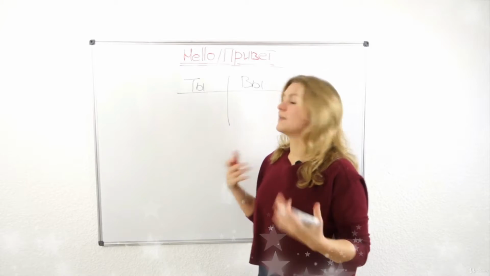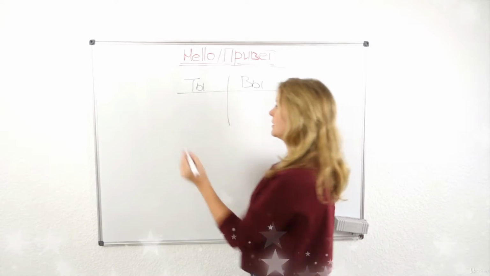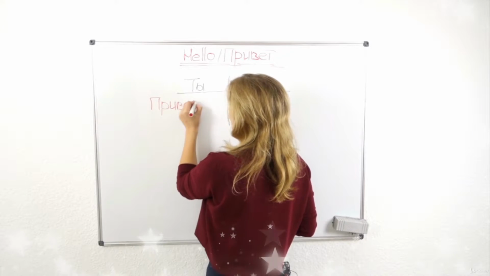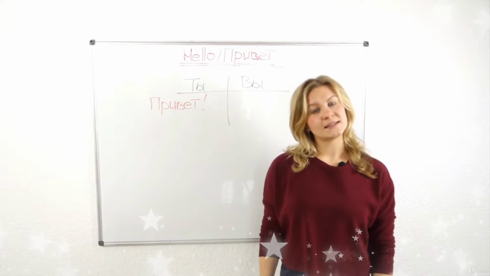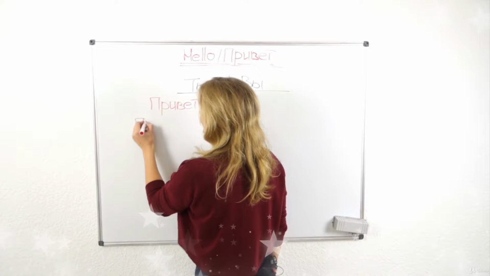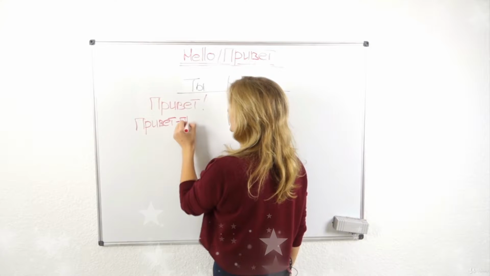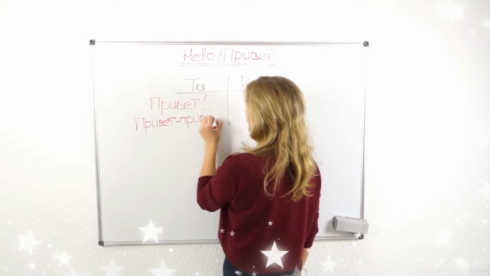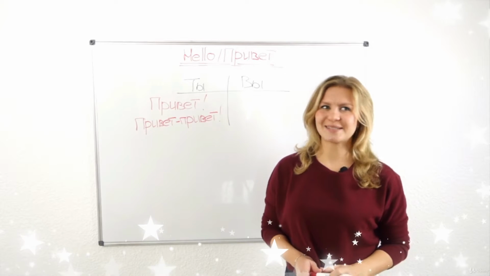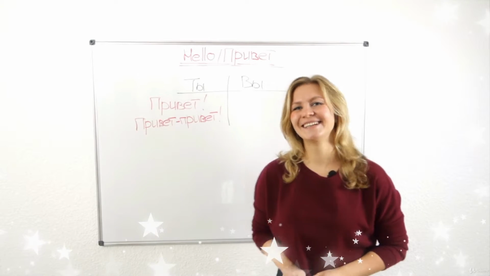The typical way to say hello in Russian in the informal form is to say Привет. Some people, I would also say the young generation, use the same word two times. And then it's something like Привет, привет. Sometimes it can be a little bit playful or even flirting. Привет, привет.